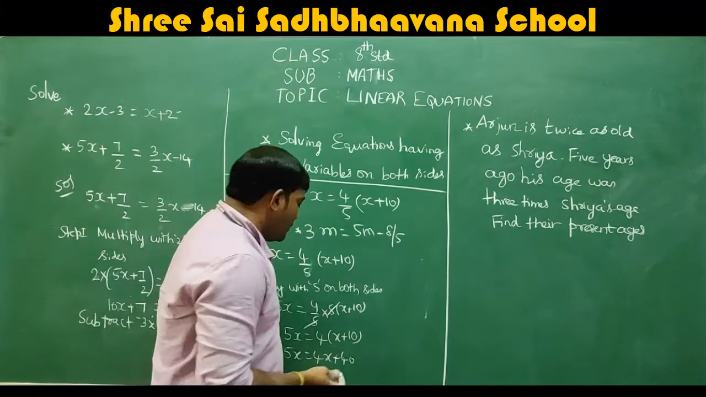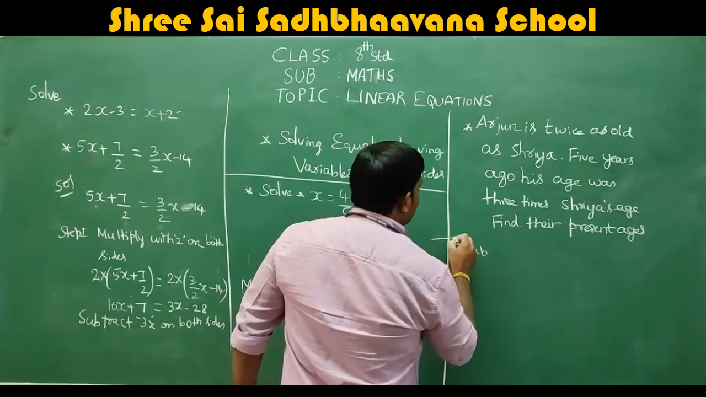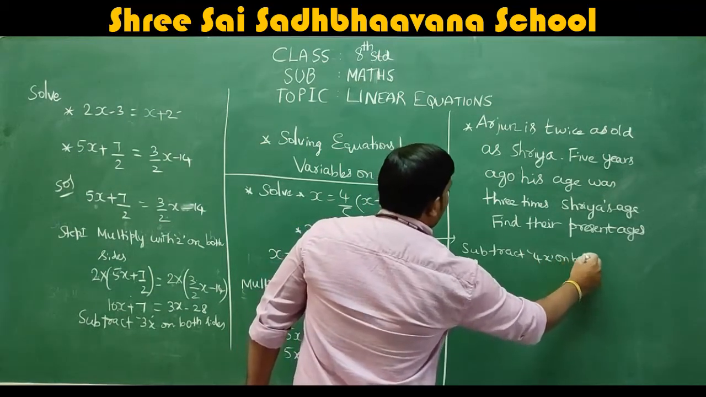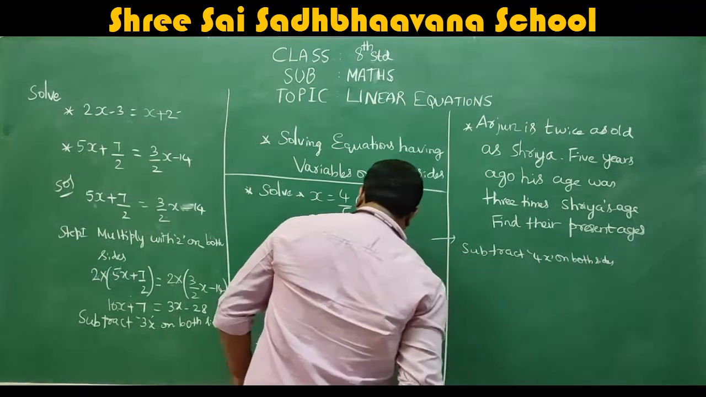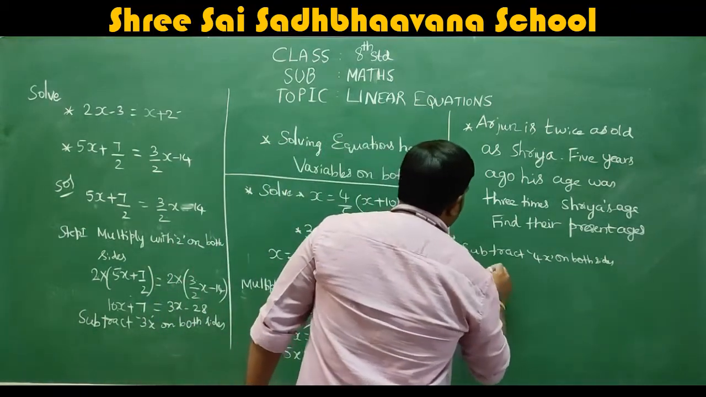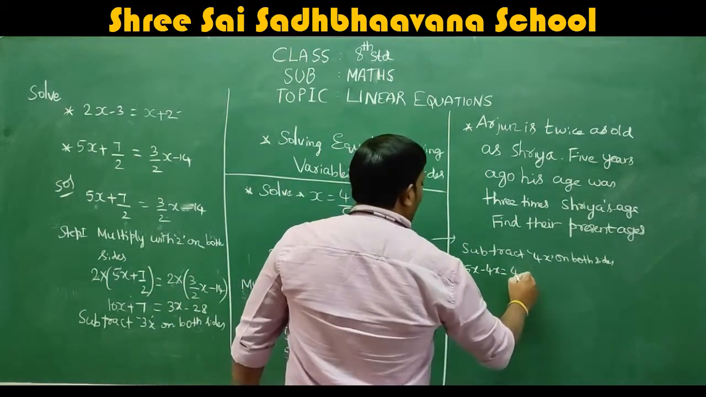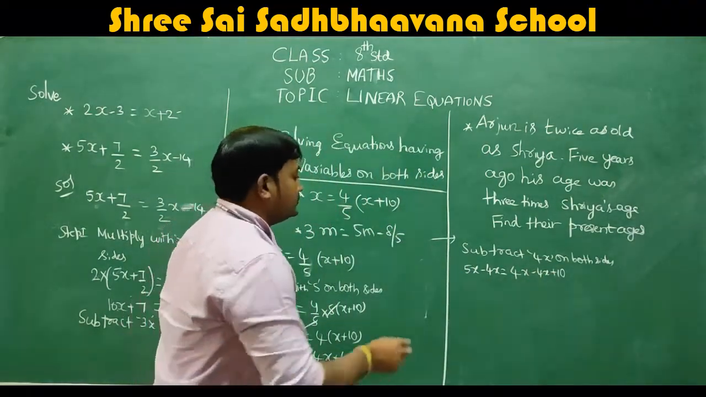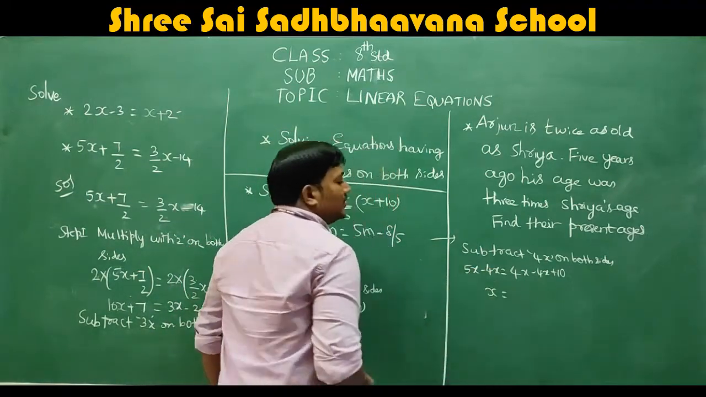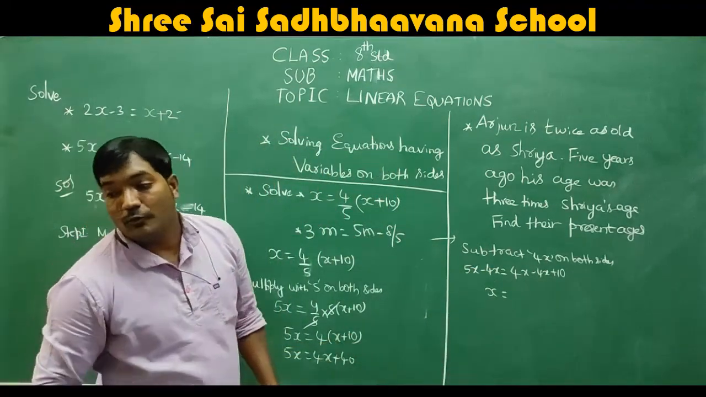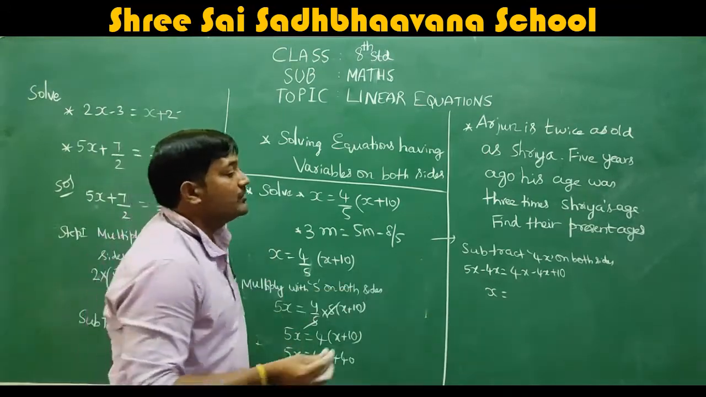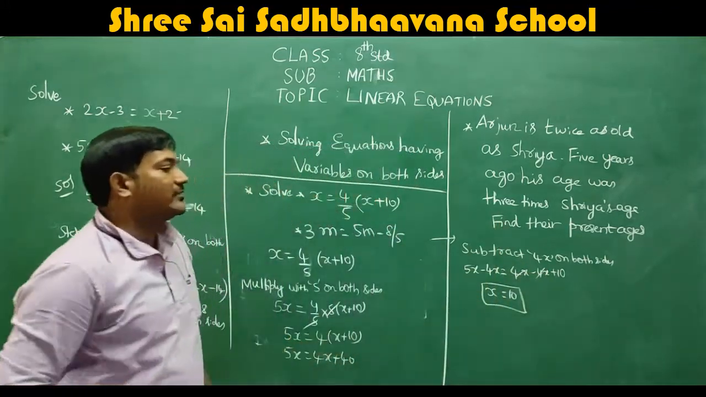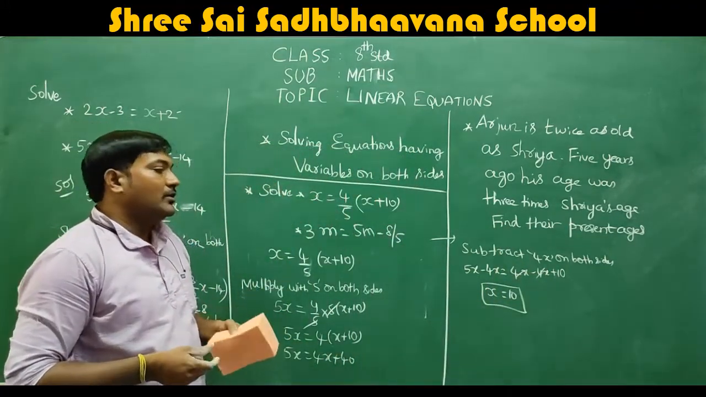So to eliminate, what we are doing is subtract. I'll just continue here. Subtract 4x on both the sides. So when you subtract, what do you get? 5x minus 4x is equal to 4x minus 4x plus 40. So 5x minus 4x is x. So 4x will get eliminated, which will give you 40. So what is the x value we got? The x value is 40. So that is how you have to do it.